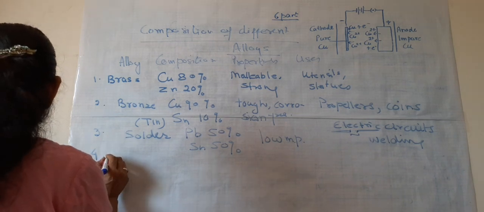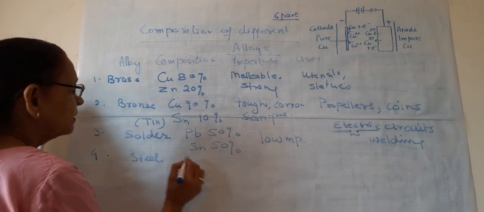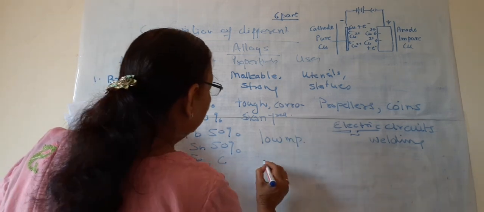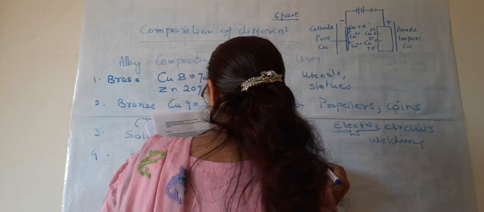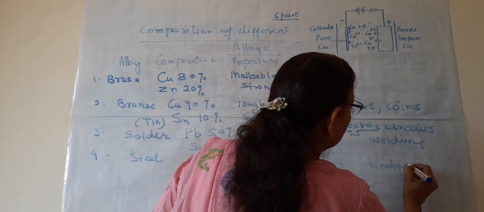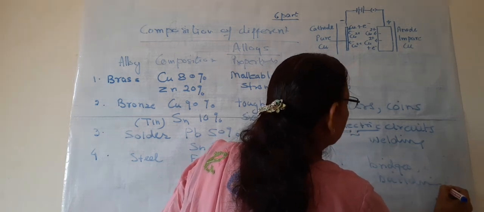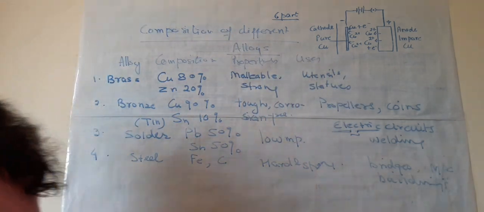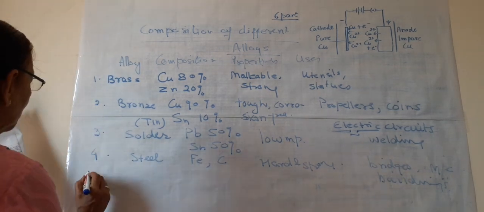Now the fourth I can write here, steel. I have given you the example: formed by iron and the non-metal carbon. It is hard and strong and used for bridges, buildings, machine parts, etc. So these are some examples, and we can write one or two more.